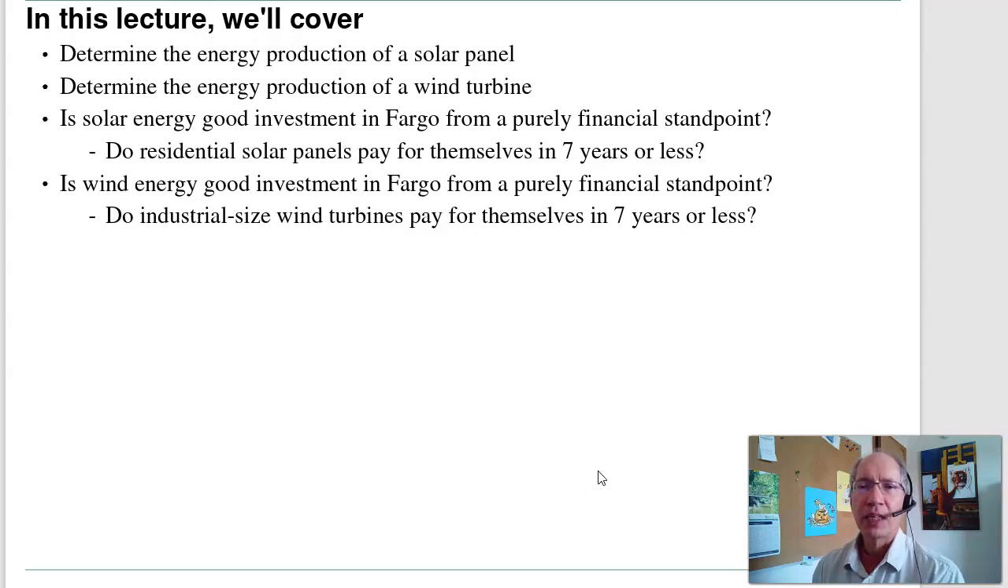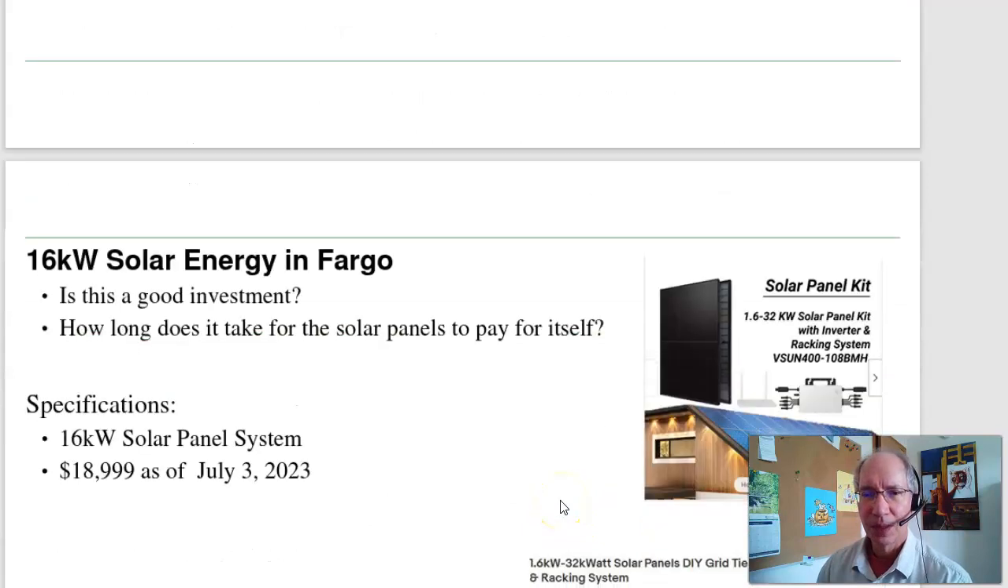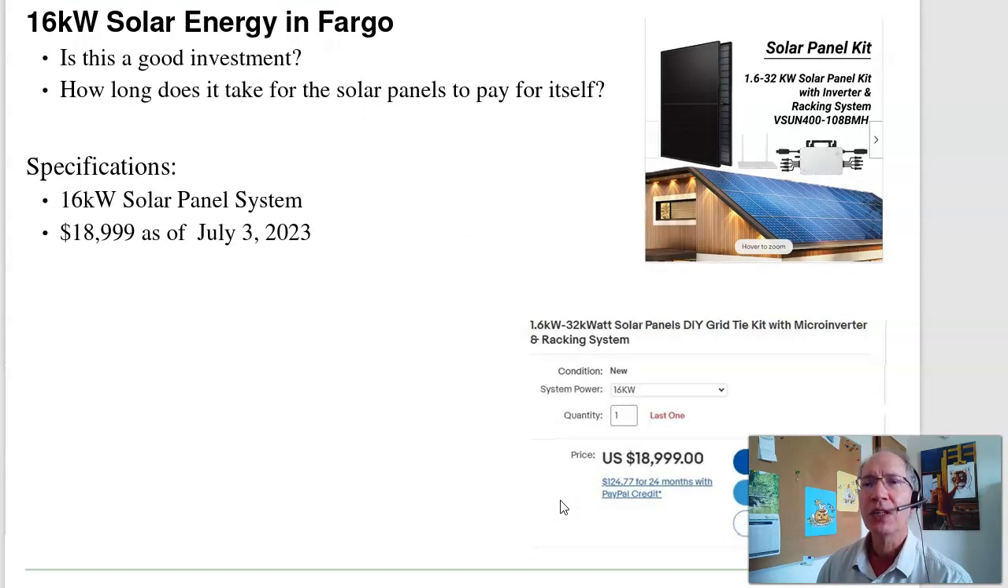We'll look at, is wind energy a good investment in Fargo from a purely financial standpoint? Meaning, does a wind turbine pay for itself in 7 years or less? If you take into account that you might save the planet as well, it has other reasons to do it, but we're just going to look at a pure financial aspect of it.